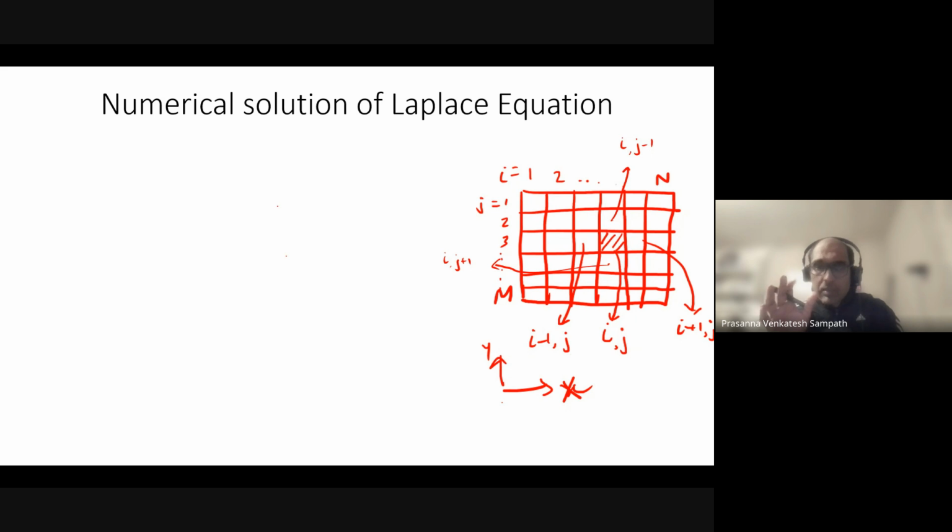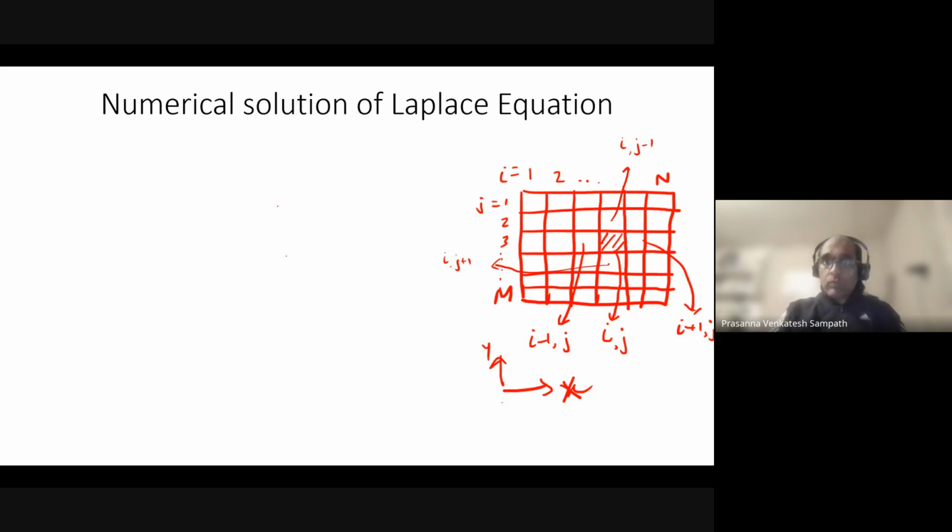All I have done is broken up the domain into a number of boxes, numbered those boxes as i equal to 1, 2, 3, 4 up to N, and j equal to 1, 2, 3, 4 up to capital M. Then I'm just picking a random box in the middle, which I'm calling box number i comma j. The next box on the right hand side will be i plus 1 comma j. The box on the left will be i minus 1 comma j. The box above it will be i comma j minus 1, and the box below it will be called i comma j plus 1.